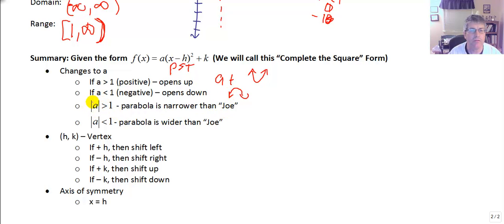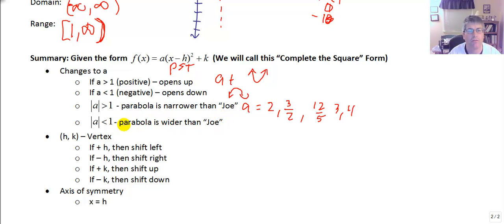If the absolute value of a is greater than 1, so if a is like 2 or 3 halves or 12 fifths or 3 or 4, any of those things, our parabola is going to be narrower. This is a multiplier which is going to make our outputs go up faster than if a was just 1. We're going to do what's in parentheses, and then we're going to double that output. So the bigger that a is, the narrower our parabola will be.